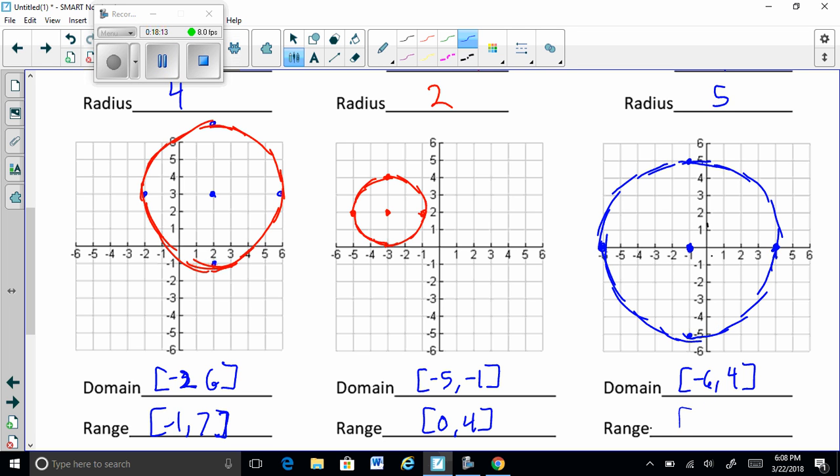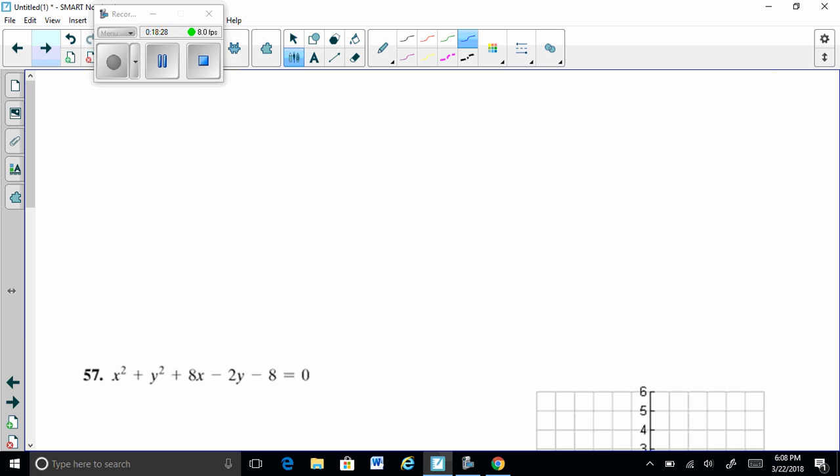And from -5 all the way up to +5 for our range. So not too bad. It wasn't really all that bad. Okay, the last part isn't super difficult, but you're going to have to remember completing the square.